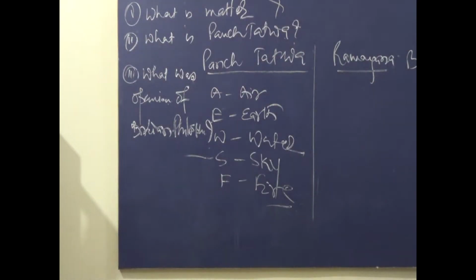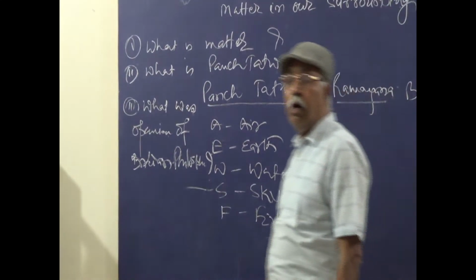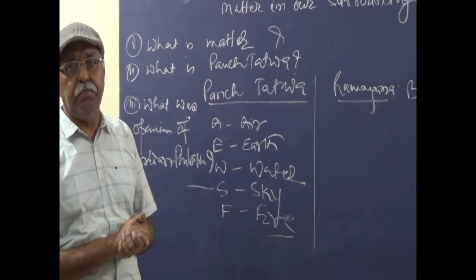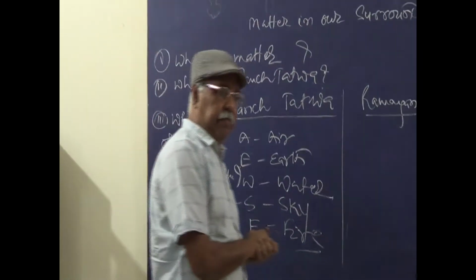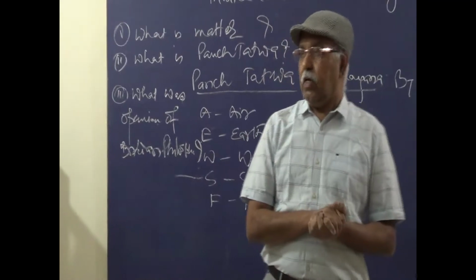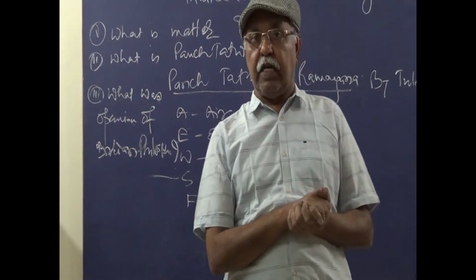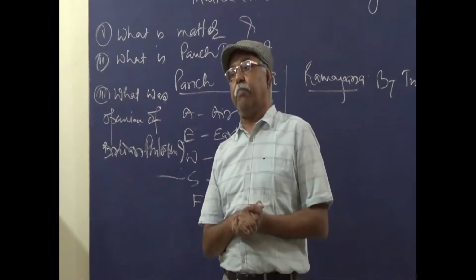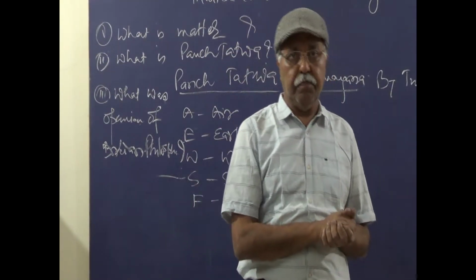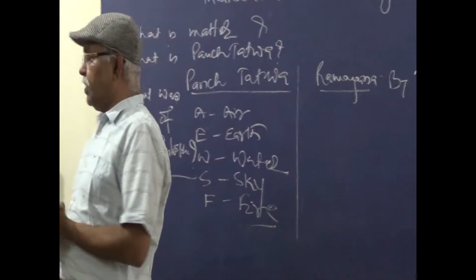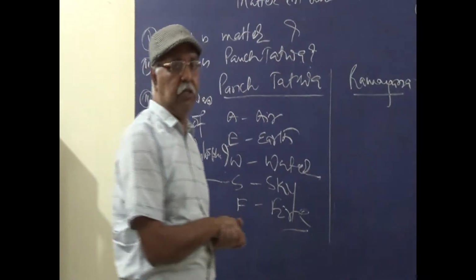Now we will discuss this matter further, how we can classify the matter. Matter is classified by modern scientists on the basis of its physical and chemical properties. The properties of matter can be explained on the basis of its physical nature and chemical nature.